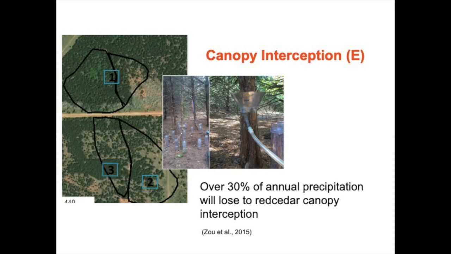One of the easy to understand but usually overlooked impacts is canopy interception. Our measurements showed that an evergreen dense red cedar canopy can result in over 30% of annual precipitation being lost purely to canopy interception. This rate of loss is comparatively higher than other vegetation cover types like grass or oak woodland.